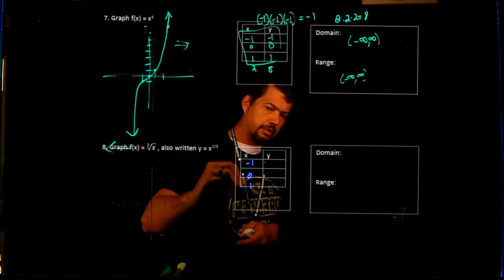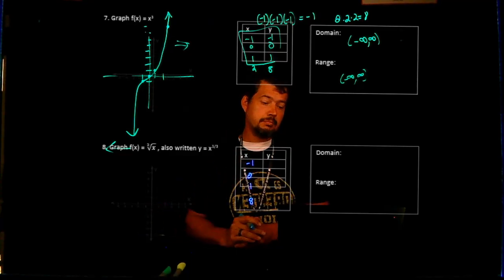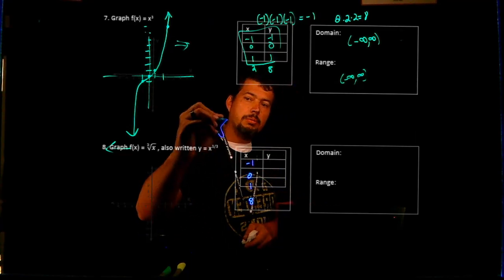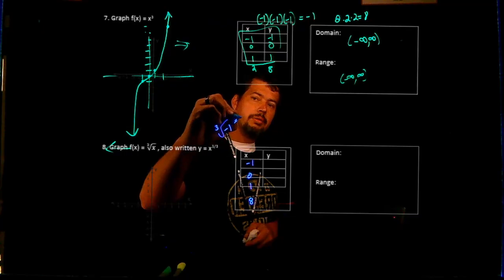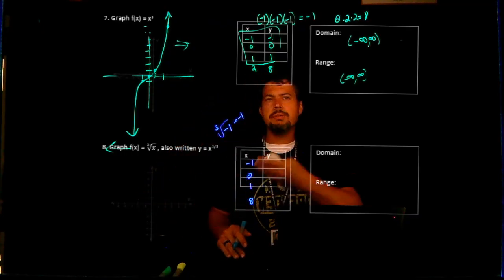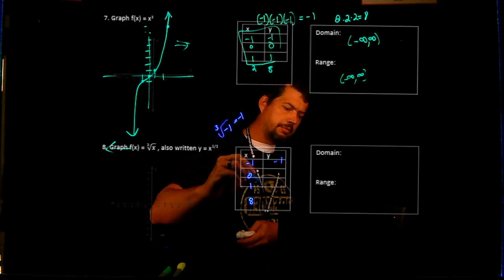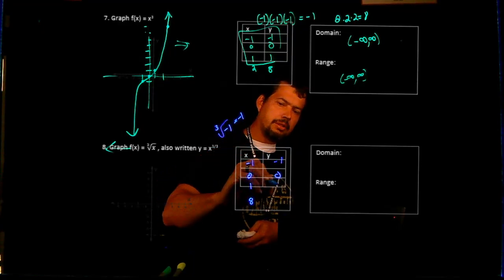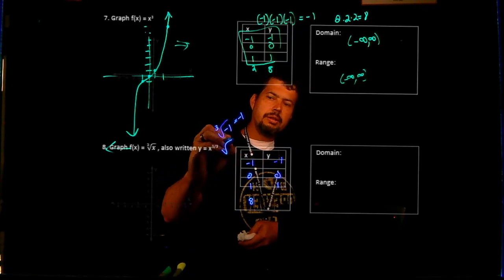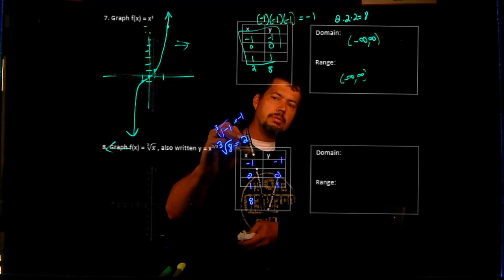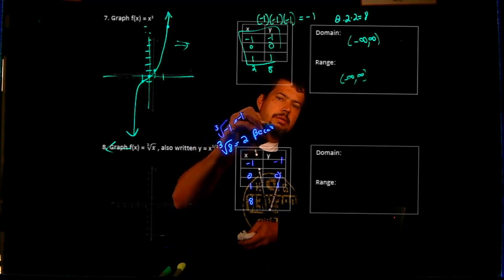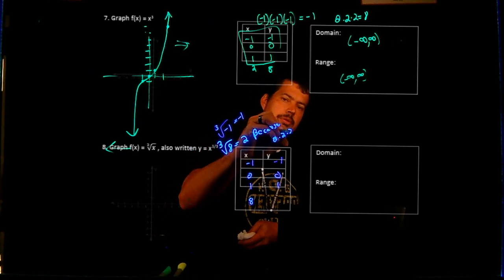0, and 1, and this time I'm going to put an 8. So if I take the cubic root of -1, I know that's -1, because -1 times -1 times -1 is -1. If I take the cubic root of 0, I'd have a 0. If I take the cubic root of 1, I'd have a 1. And the cubic root of 8 is 2, because 2 times 2 times 2 is 8.